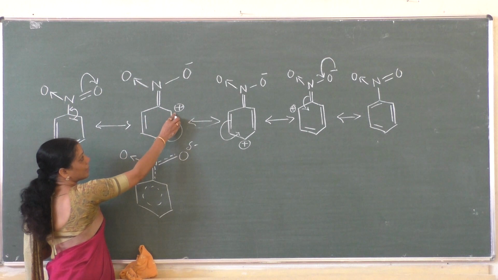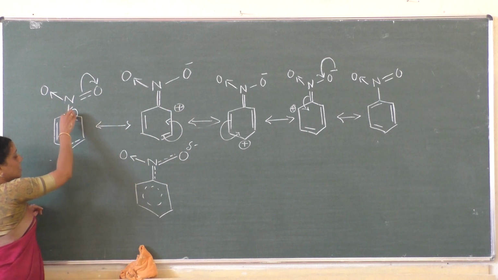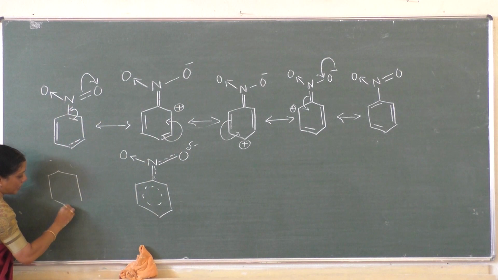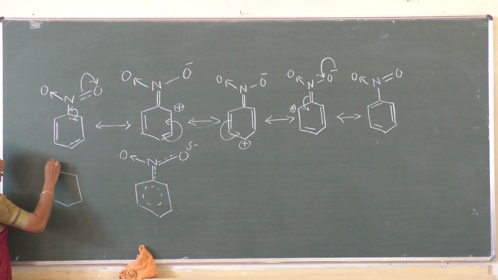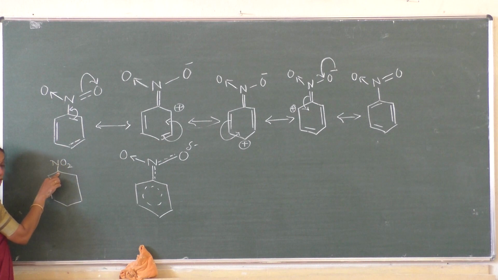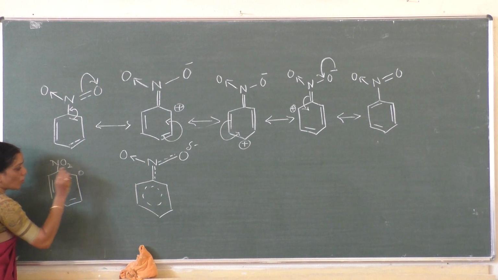Now we have to write, we know that if a group is attached here, we have already studied. Here the NO2 group is present, which means this position is fixed, isn't it? This position is fixed. This carbon is always ortho.